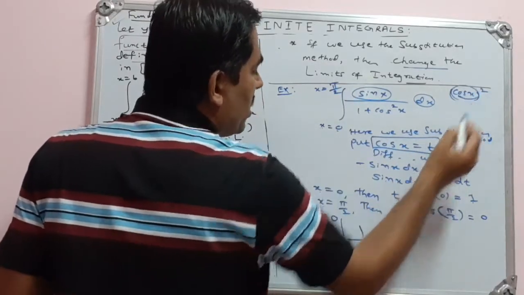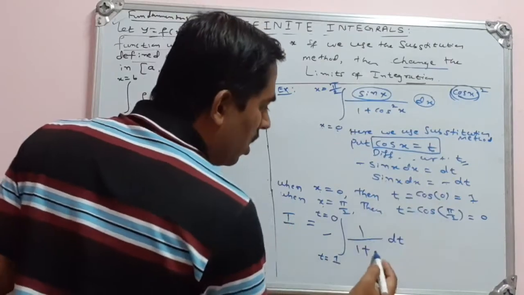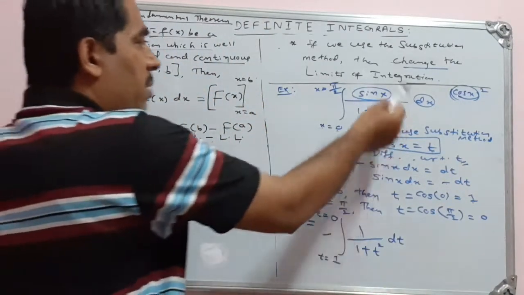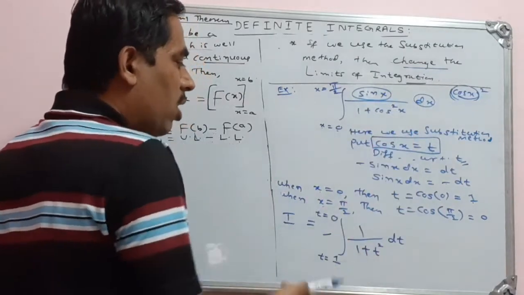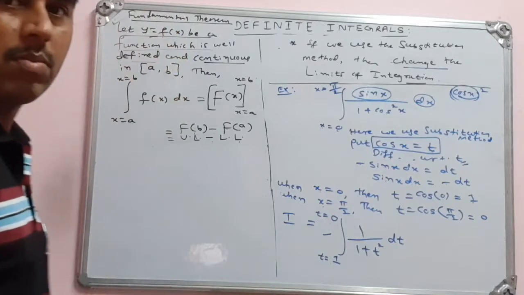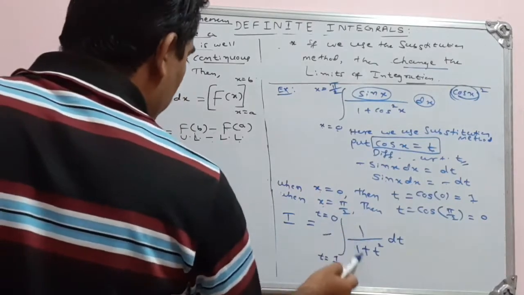That cos x inside the bracket is substituted as t. So that will be 1 plus t square, with the minus outside. So my entire problem in terms of x is converted into t. The only thing is the limits have been changed from 1 to 0.